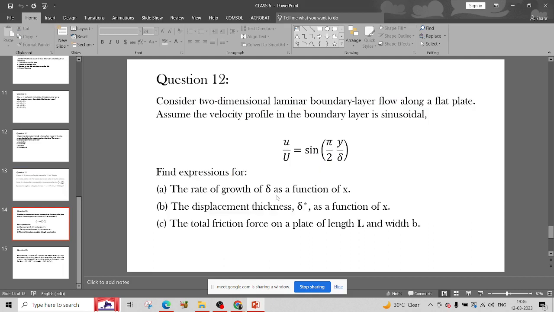Now we'll proceed to the next question. Consider two-dimensional laminar boundary layer flow along a flat plate. Assumed velocity profile is sinusoidal: u by capital U is equal to sine pi by 2 y by delta. Now we need to find the expression for the rate of growth of delta as a function of x, then the displacement thickness as a function of x, and the total friction force on the plate of length L and width B.